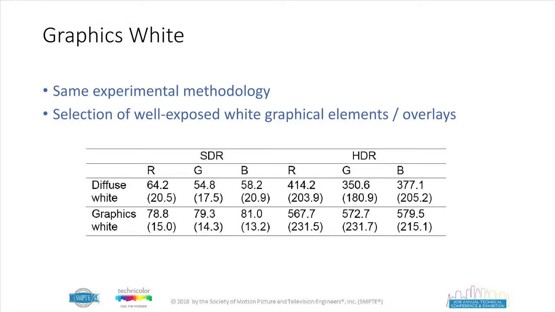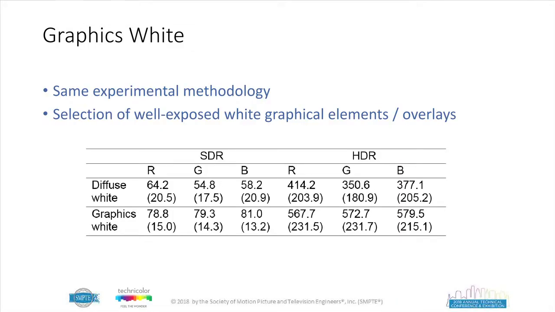So for me, graphics white is graphical elements that are inserted later, before broadcast, typically. And remember that in 2408, there's no distinction between diffuse white and graphics white. It's all 203 nits. However, what I found also in my previous studies is that in this case, graphics white actually sits a bit higher than diffuse white. So there seems to be a tendency to put graphics white a bit higher.